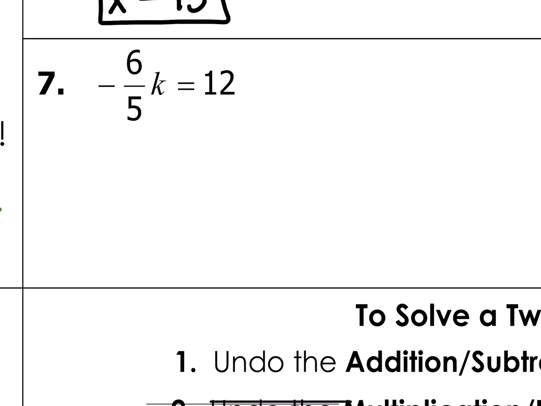Number 7, again, we are going to multiply by the reciprocal. In this case, we have a negative. The reciprocal of a negative fraction is a negative fraction. So we're going to multiply by negative 5 over 6.